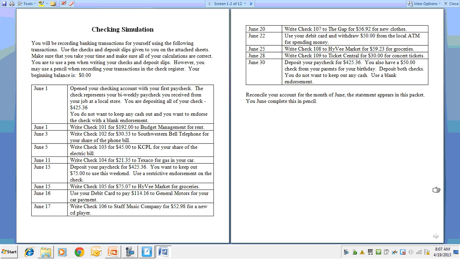In the real world, we wouldn't want to use a pencil on our checks because we don't want people to be able to alter them. Your beginning balance is $0. So then it lists a whole bunch of transactions for you to do, which we're going to look at in a second here when we look at our Smart Notebook file.